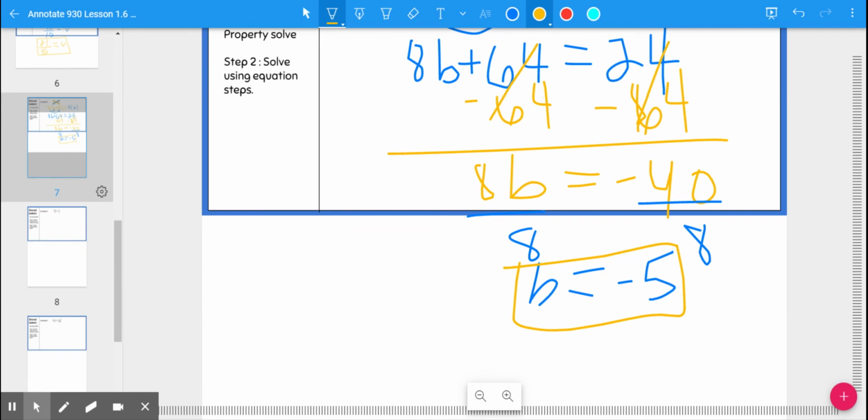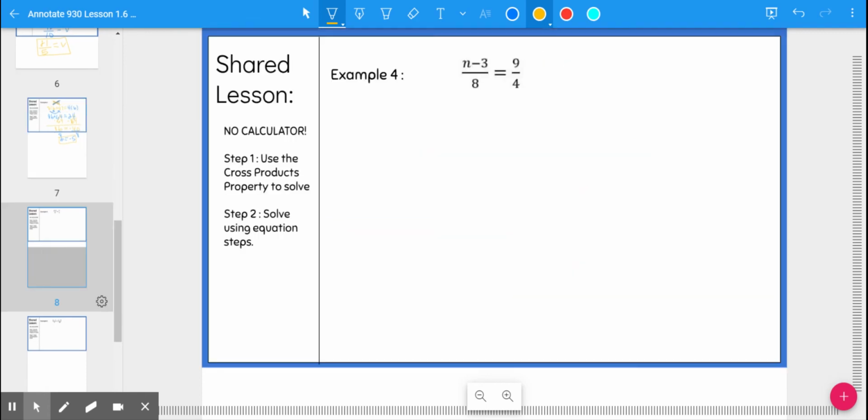All right. If you are done writing everything down, you can meet me on slide 8. Now we're going to look at example number 4. It's similar to that last example that we just did, so if you want to try this one on your own, you can pause the video here and then hit play when you would like to check your work. Otherwise, if you need another example of this, you can just stay with me.